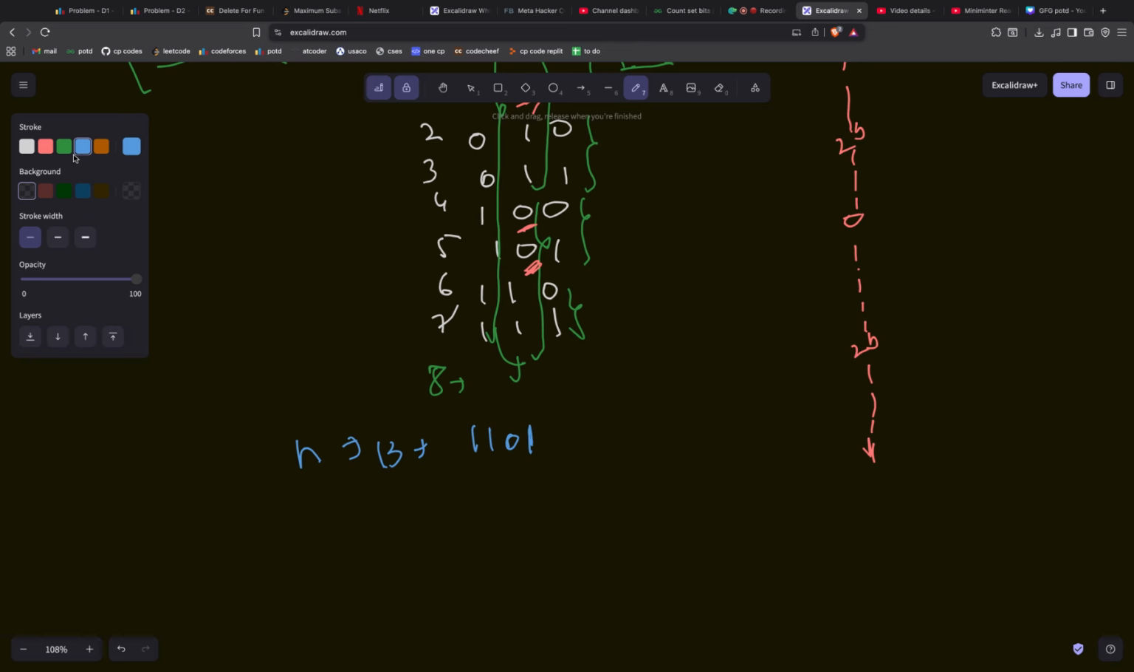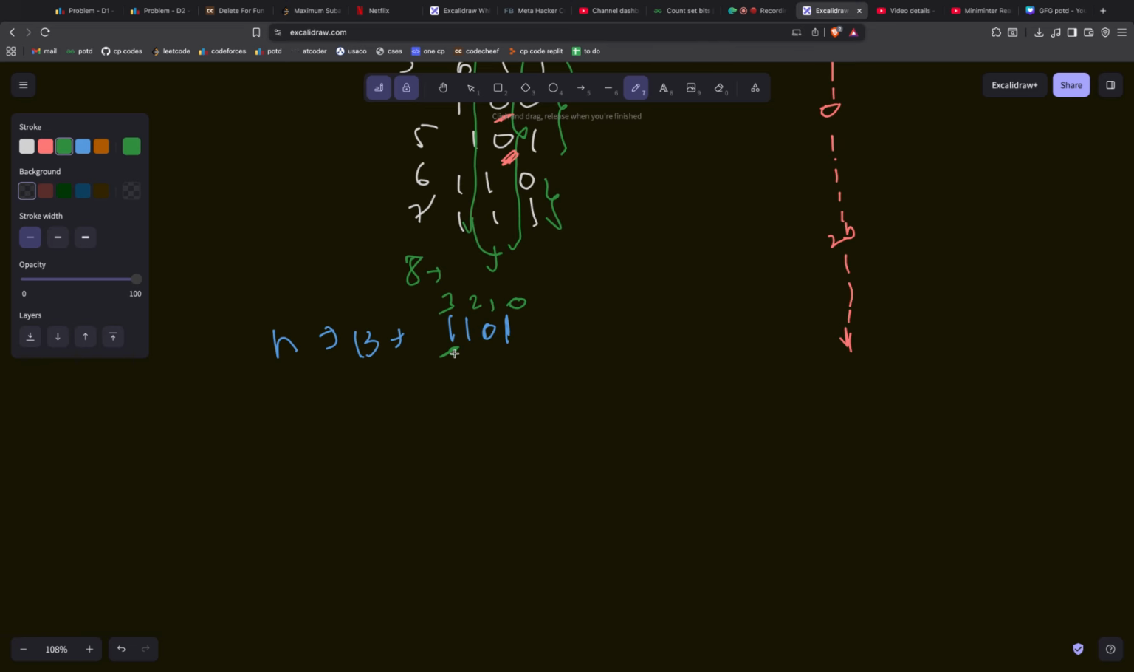So this is 13, right? Now we know that for this bit, this is 0, 1, 2, 3. So this has a group size of 2 raised to the power 3 plus 1, that is 2 raised to the power 4, 16. So what is the number of groups that this is in? That would be 13 by 16. This is in the zeroth group.